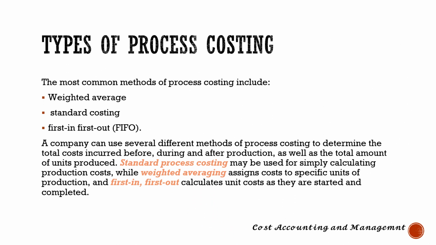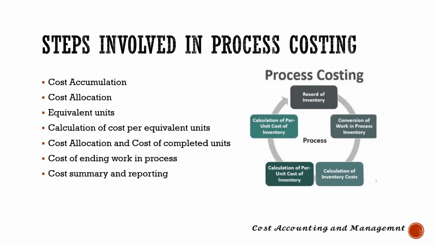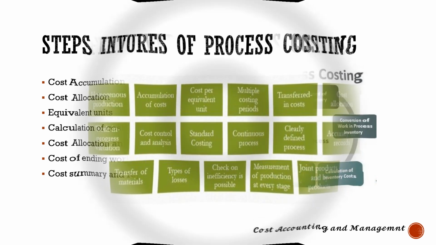There are three types of process costing: weighted average, standard costing, and first in, first out. Steps involved in process costing. Number 1, cost accumulation. Number 2, cost allocation. Number 3, equivalent units. Number 4, calculation of cost per equivalent unit. Number 5, cost allocation and costs of completed units. Number 6, cost of ending work in process. Number 7, cost summary and reporting.